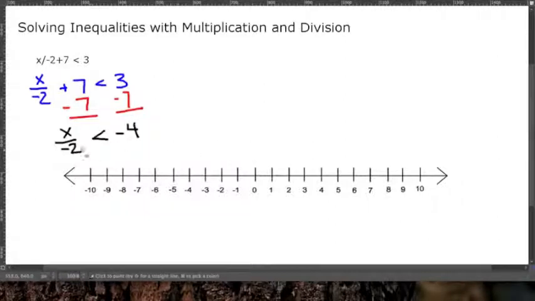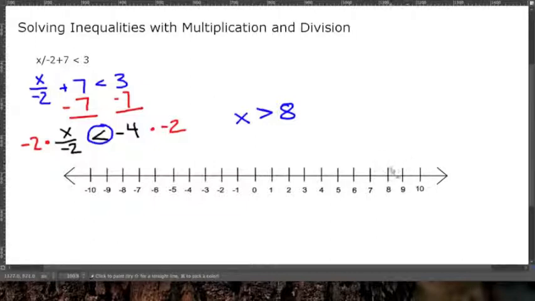Now we have to get rid of this negative 2 so that x is by itself. So we're going to multiply both sides by negative 2. Now remember, when we're multiplying by negative, we're flipping the inequality sign. So this is going to leave us with x is greater than, since it used to be less than and it now becomes greater than, and negative 4 times negative 2 is going to be a positive 8.